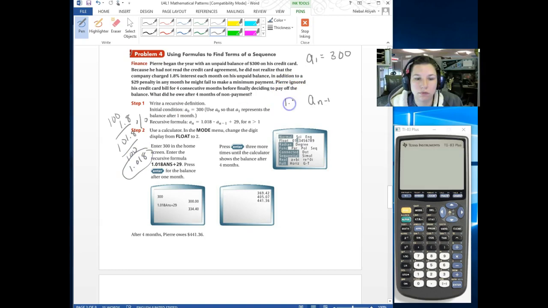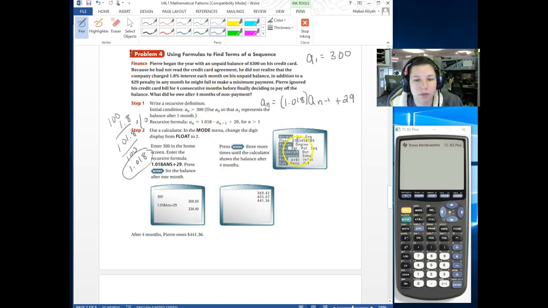So that's what his previous amount is being multiplied by each month. Okay, in addition to a $29 penalty. So this is what's left on his card that he owes. He has to pay 100 and 1.8% of that, and he's going to get charged a $29 penalty. So for any term, if you want to figure out what the month is going to cost, it's what you owed times this plus that. Okay. He ignores his credit card bill for 4 consecutive months before he finally decides to start paying it off. What did he owe after 4 months of non-payment?